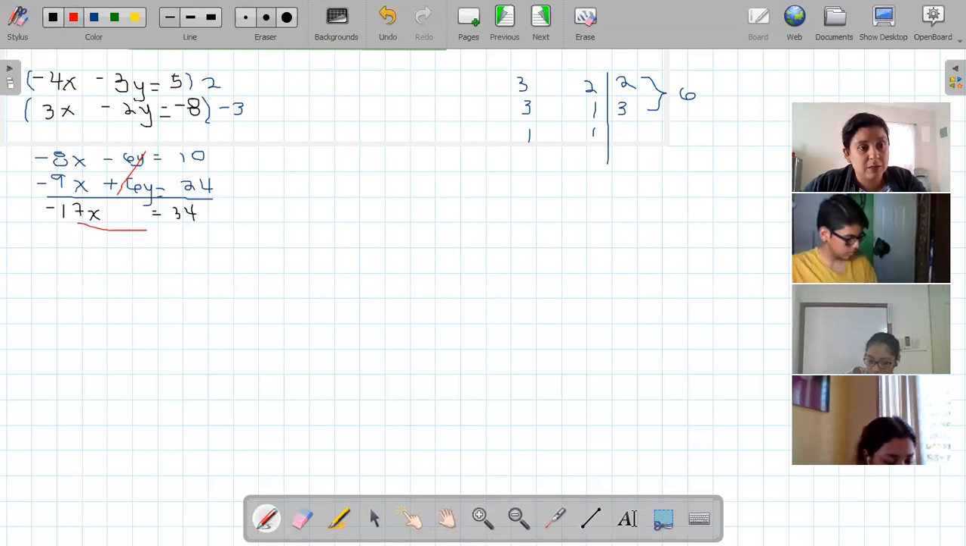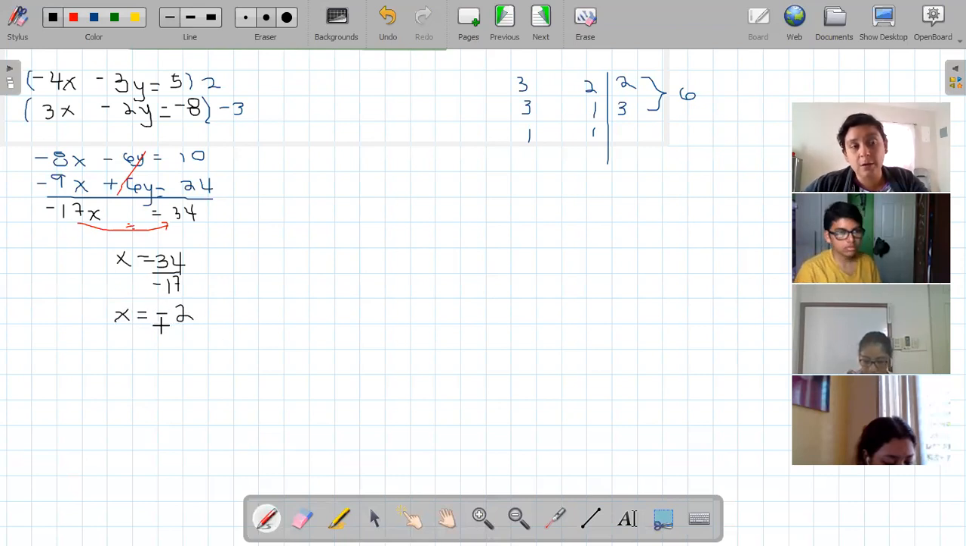I pass this -17 to the other side, dividing in order to leave the x alone. And I'm left with x is equal to 34 over -17. Can I simplify that? Yes. How much is it then? -2. Very good. Don't forget the sign.